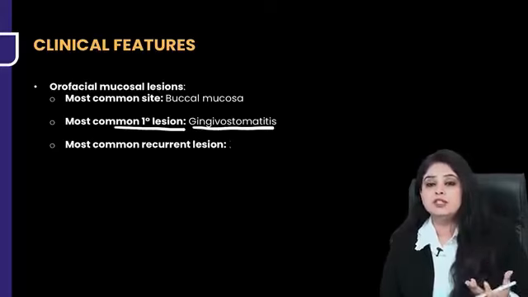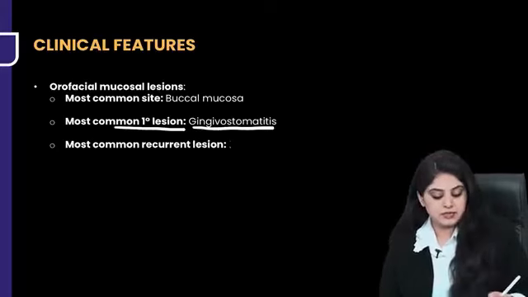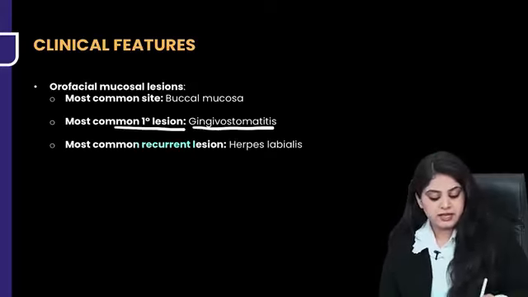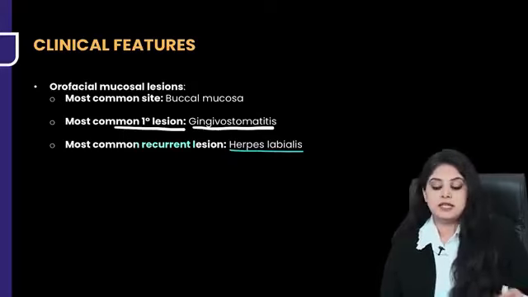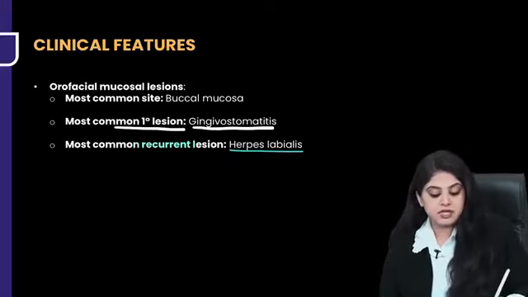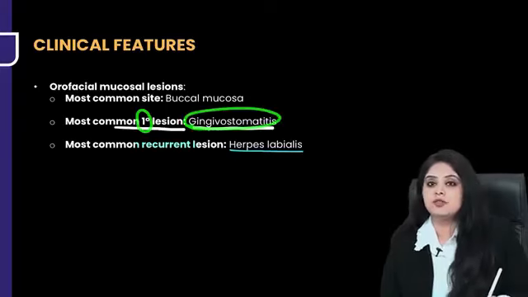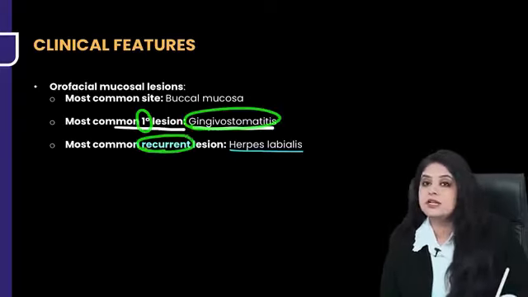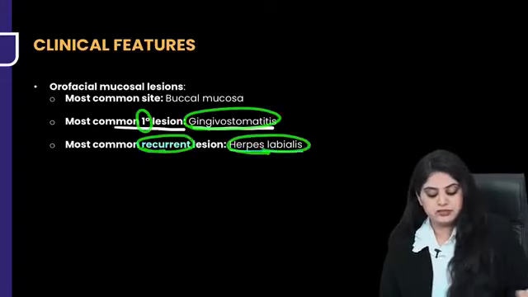But what is the lesion that occurs again and again in terms of recurrence? Which is the most common recurrent lesion? And that is labialis. Herpes labialis is going to occur again and again. So please note, read carefully. If they ask you the first time lesion is the gums, gingivostomatitis. But if they ask you the recurrent lesion, that is going to be herpes labialis.